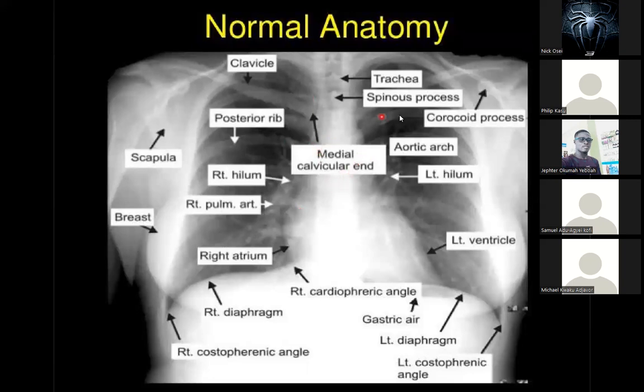All right. Now, over here also, you can see that this X-ray was taken of a female because you can see the outline of the breast here.